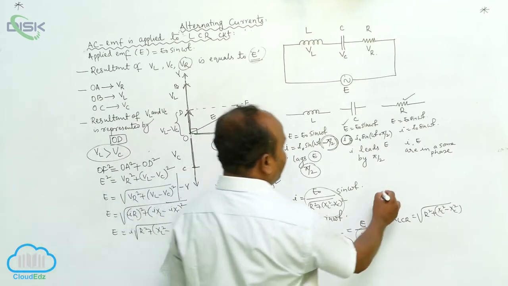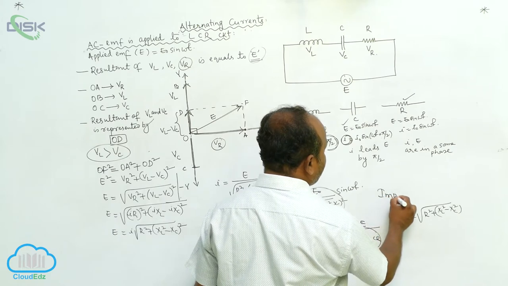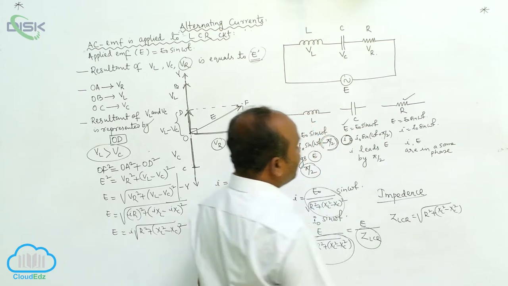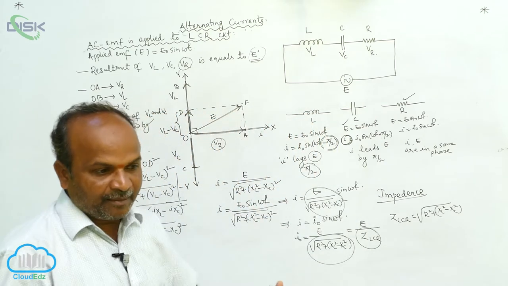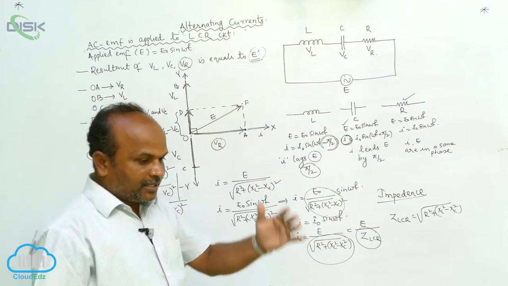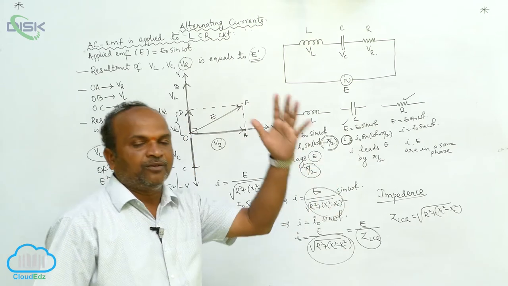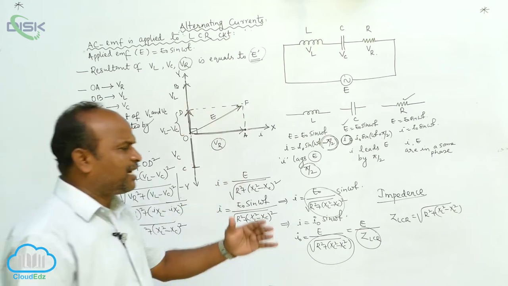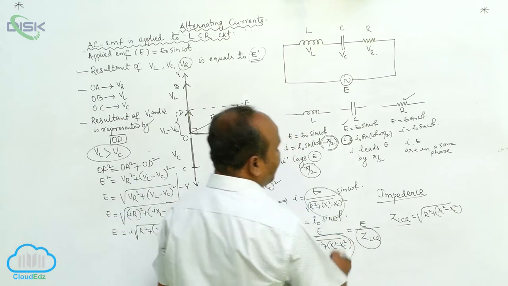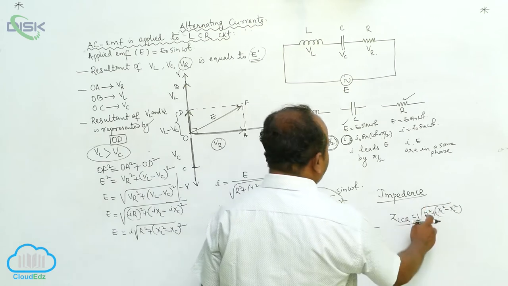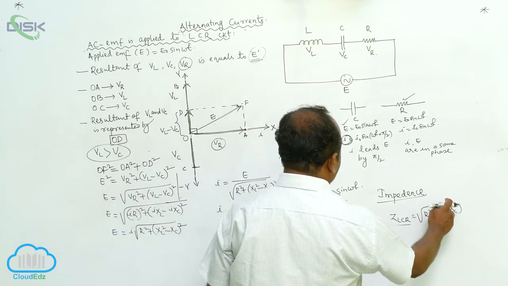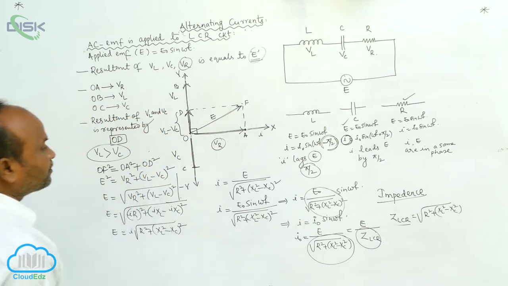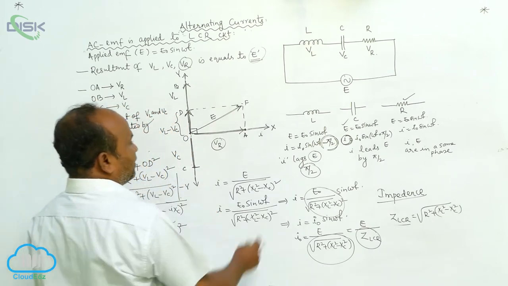This is known as impedance. What is the impedance? The resistance offered by the whole circuit is called impedance. The resistance offered by the whole LCR circuit is represented by Z of LCR, which is equal to square root of R square plus XL minus XC whole square. Now, here in this case.